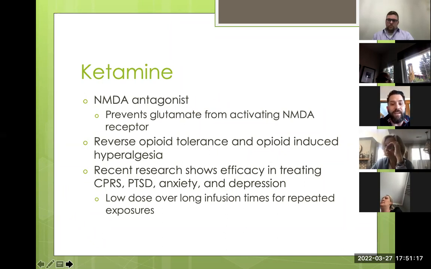If I take care of a lot of veterans, I use low-dose ketamine and dexmedetomidine with them. It really decreases the incidence of emergence delirium in that patient population also.